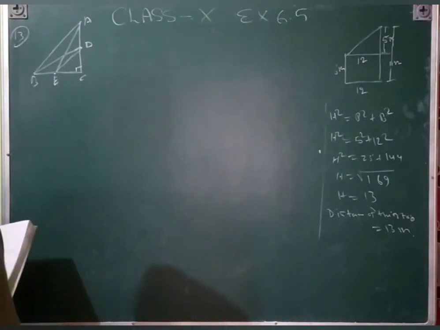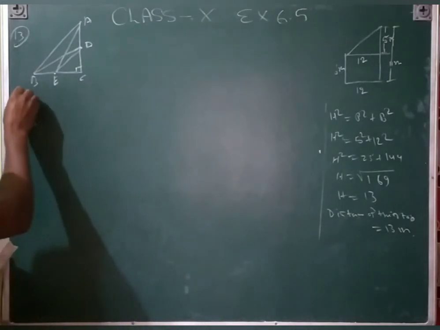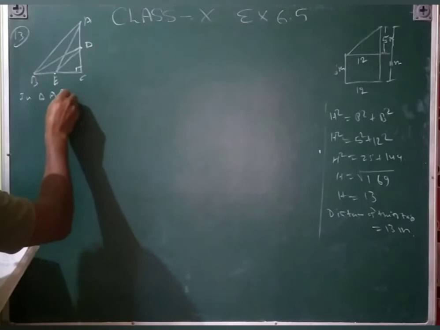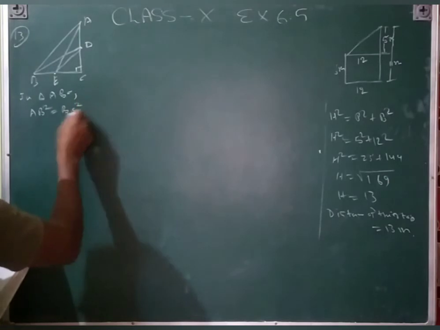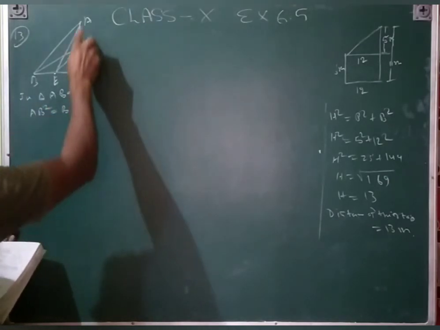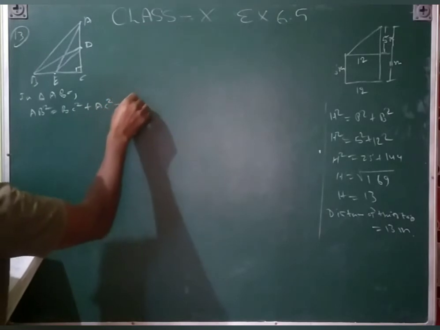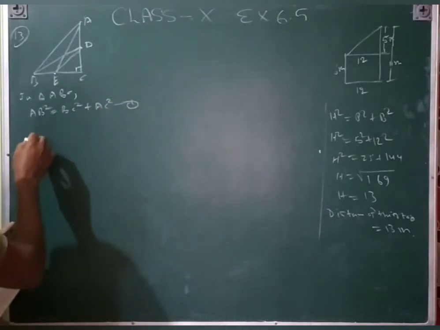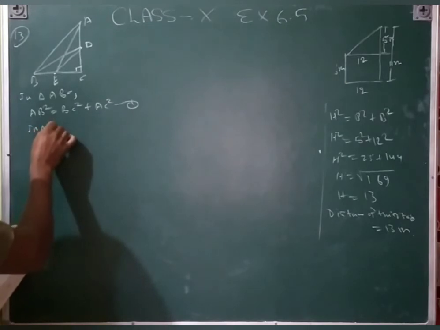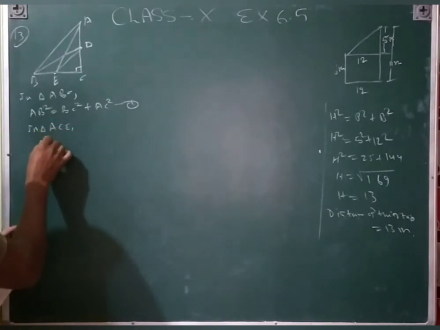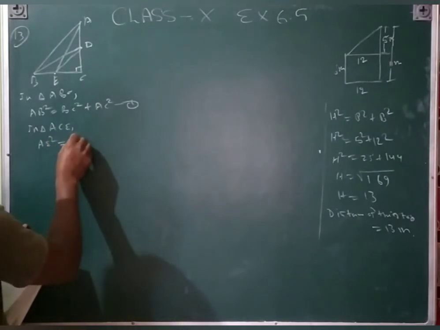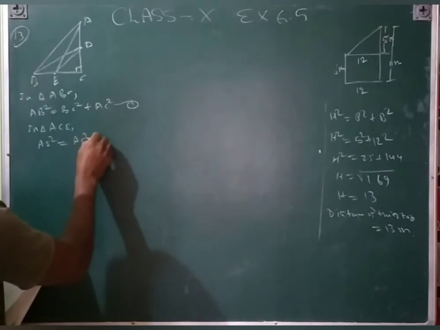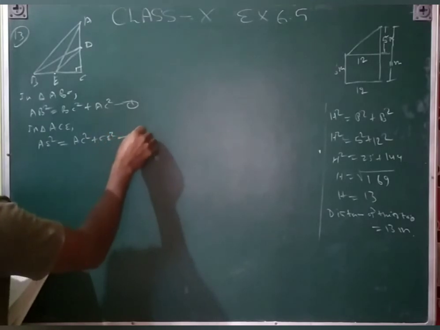First of all, in triangle ABC, AB square is equal to BC square plus AC square, first equation. Now in triangle ACE, AE square is equal to AC square plus CE square, second equation.